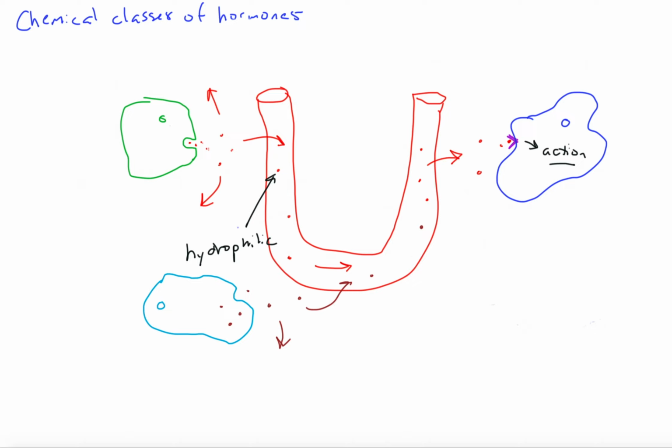Let's make it a little darker. Okay, and some of it's going to end up over here, right? And now it could affect both of these cell types, depending on if it has receptors. But let's add another cell type over here, some crazy cell. And in this cell, now we don't have to have a receptor on the surface. We don't have to have a receptor on the surface because it's lipophilic, right?